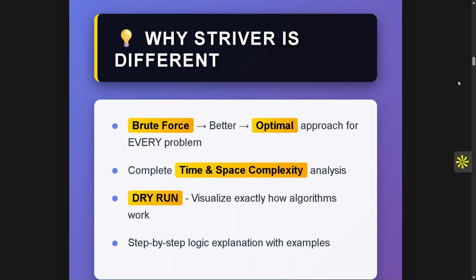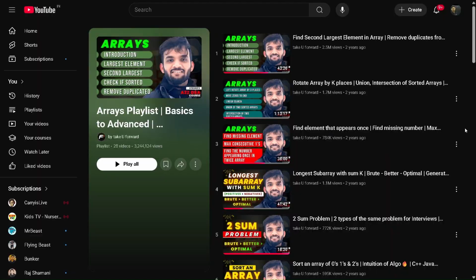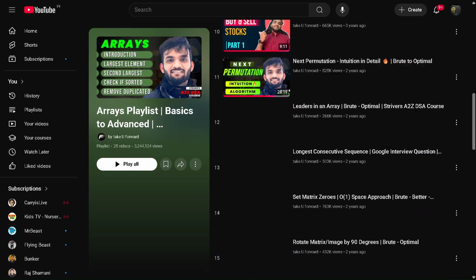And here's the game changer. For each approach, he explains the time complexity, space complexity, and most importantly, the dry run. The dry run is where the magic happens. He does not just tell you the logic. He shows you how it works, step by step with an example. You can literally visualize the algorithm running in your head. Let me show you this channel. Look at the organization. Everything is structured, everything is clear.